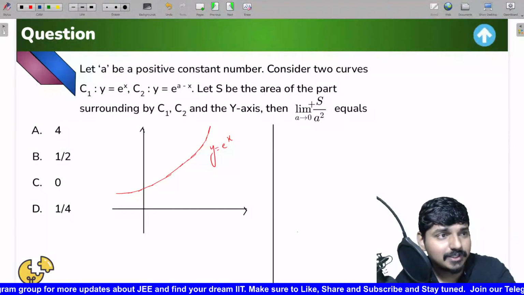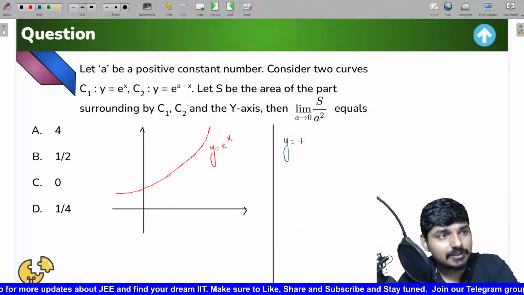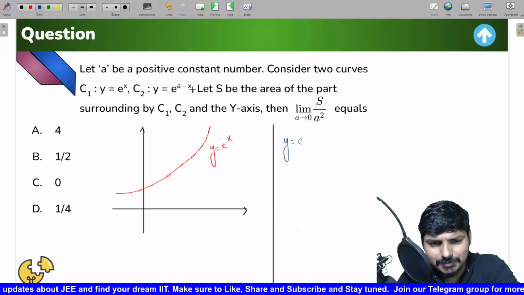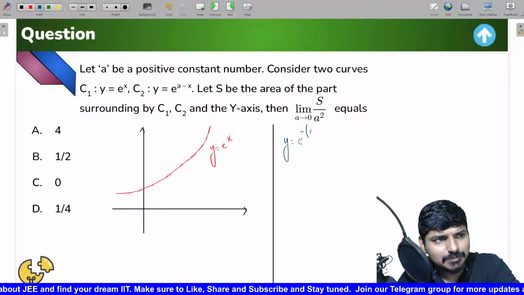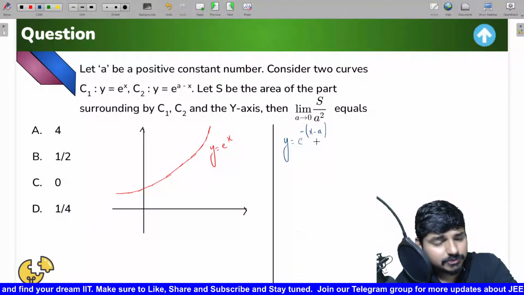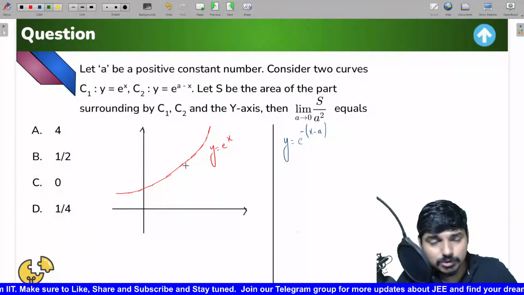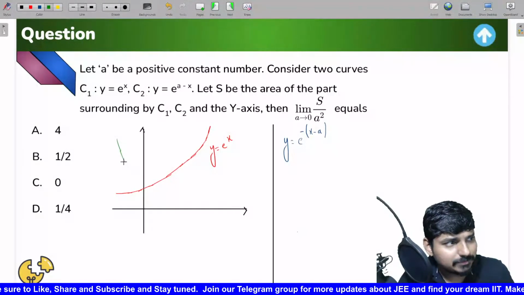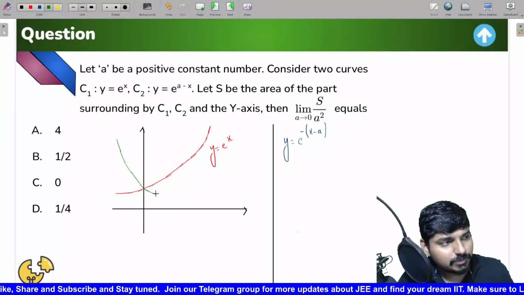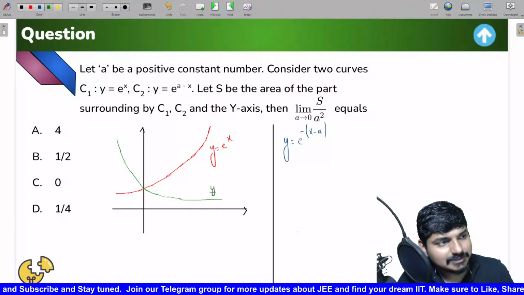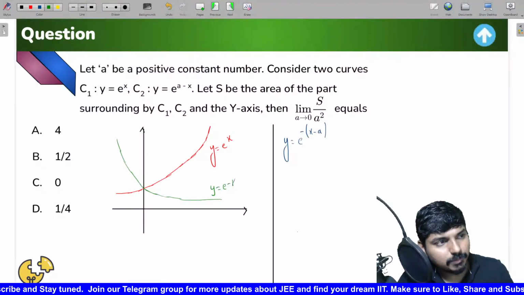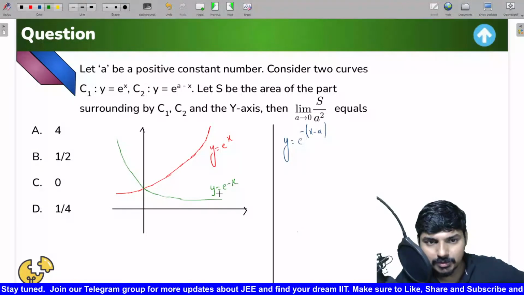Okay, you see this question now. So the curve given is y is equal to e raised to minus of x minus a. You can write it in this way. So first, let me draw the graph of y equal to e raised to minus x, and the graph is going to look something like this. This is how the graph of y is equal to e raised to minus x is going to look.